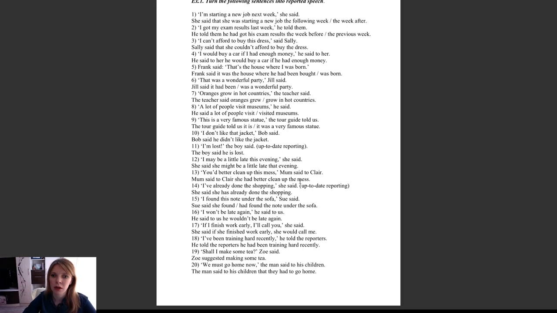Number 13. "You'd better clean up this mess," Mom said to Claire. Mom said to Claire she had better clean up the mess, or that mess, as you wish. So here we shouldn't do actually any changes. We leave the verb the way it is, had and had. That's all. Number 14. "I've already done the shopping," she said.